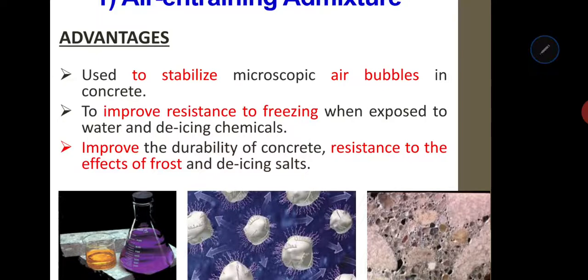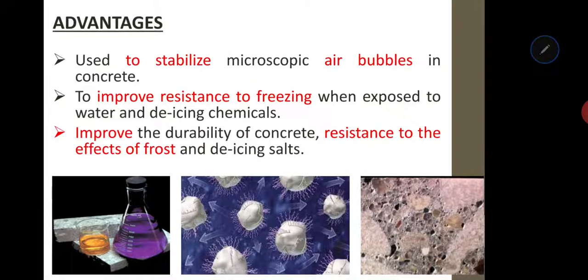structure of the concrete. It is used to stabilize microscopic air bubbles in concrete. Okay, we cannot see it physically, but it actually happens as an internal reaction where we can stabilize the air bubbles. And then to improve resistance to freezing, this is more for temperate climate countries, when exposed to water and de-icing chemicals, and then to improve the durability of concrete resistant to the effect of frost and de-icing salt.